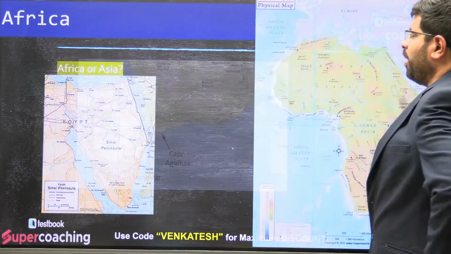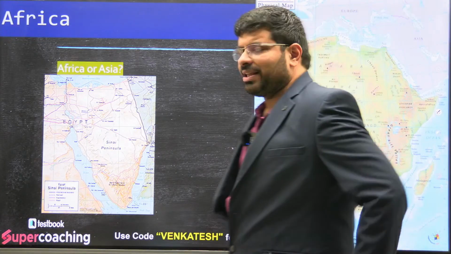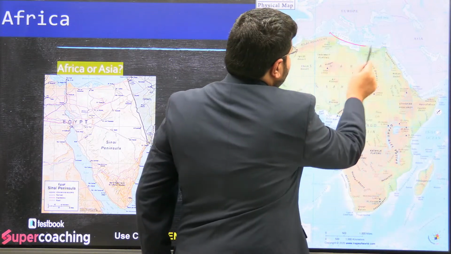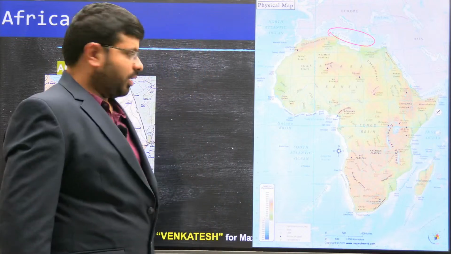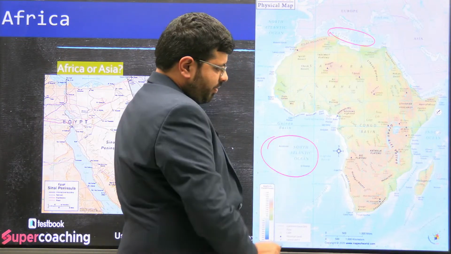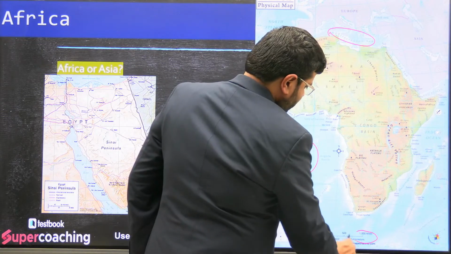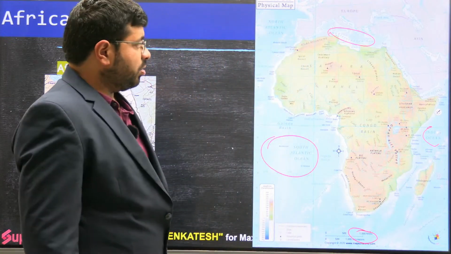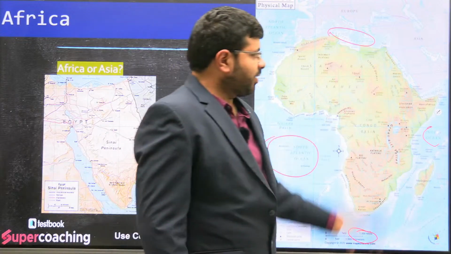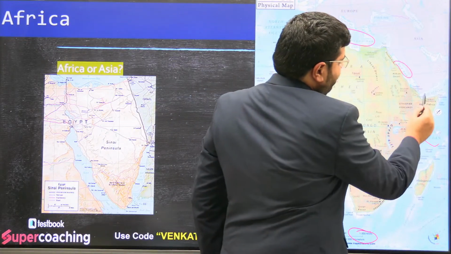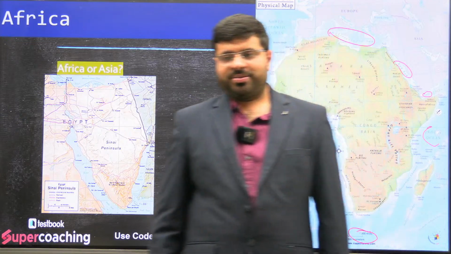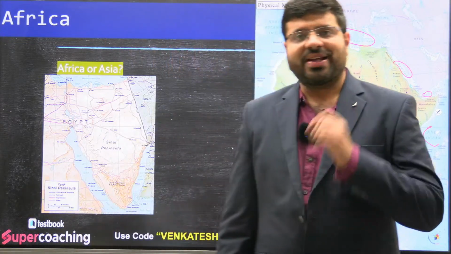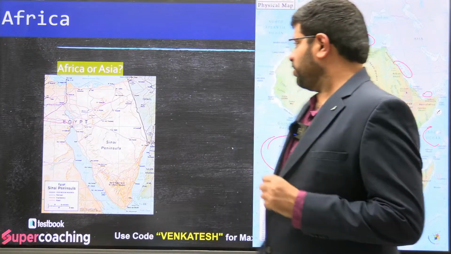When you talk about the African extent, you can see that it is surrounded by the Mediterranean Sea in the north, the Atlantic Ocean in the west, and the Indian Ocean in the east and the south, you can say. In the corner here, this is the Red Sea, this is the Gulf of Aden. And one important aspect about Africa which you need to remember: a certain part of Africa also lies in Asia. That is the country of Egypt.